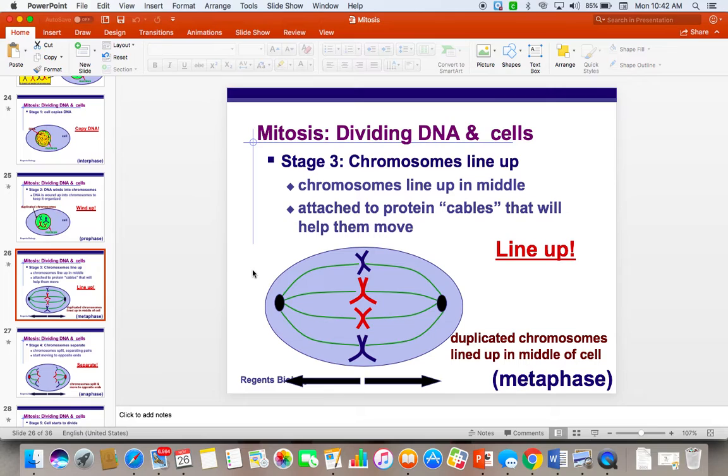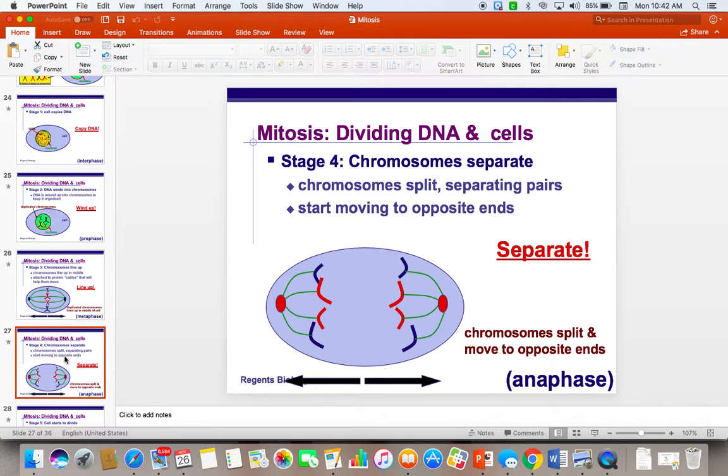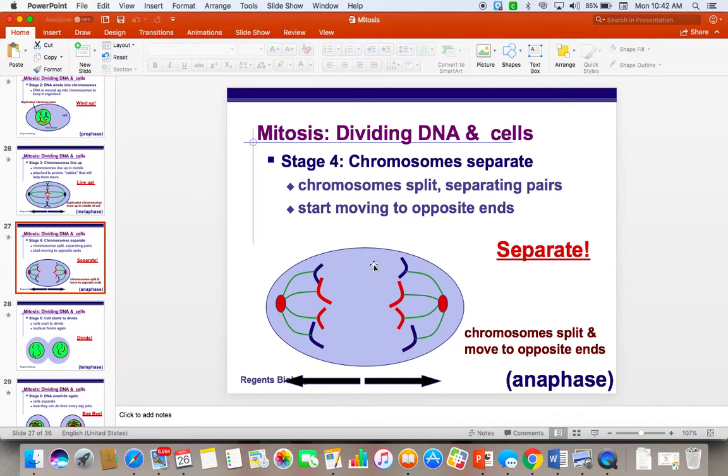Next phase is metaphase. So we have no nucleus during metaphase. We have our chromosomes, they're doubles, lining up in the middle of the cell, okay, in the equator of the cell. We have our centrioles over here on the poles of the cell. So think like light pole or something like that. So the ends of the cell, the poles of the cell, and then we've got the chromosomes in the middle. These green lines are spindle fibers. That's metaphase.